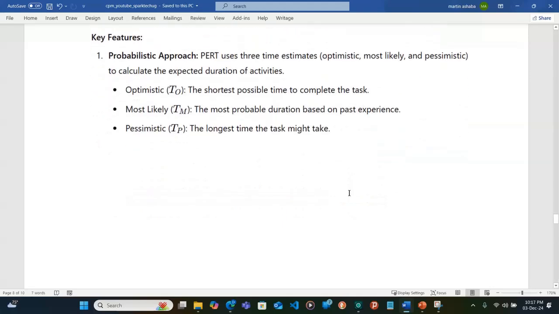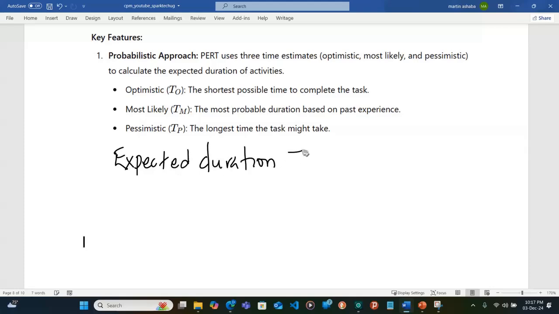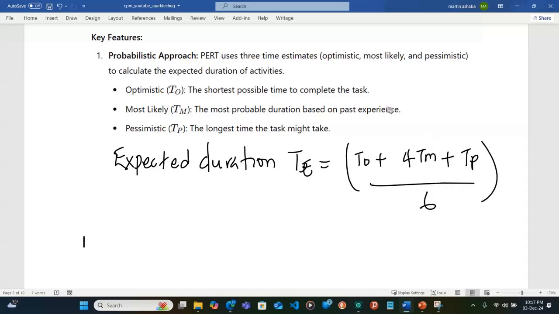So now, once you are given the optimistic, most likely, and pessimistic estimates, this is how you get the expected duration. The expected duration is going to be TO, which is the optimistic time estimate, plus 4 times the most likely time estimate based on experience, plus the pessimistic time estimate, divided by 6. So that's how we do it.